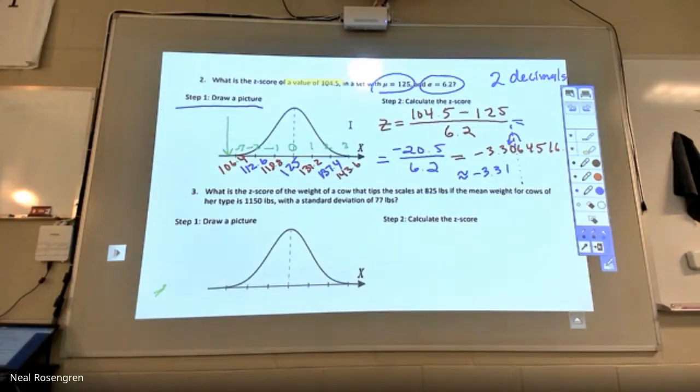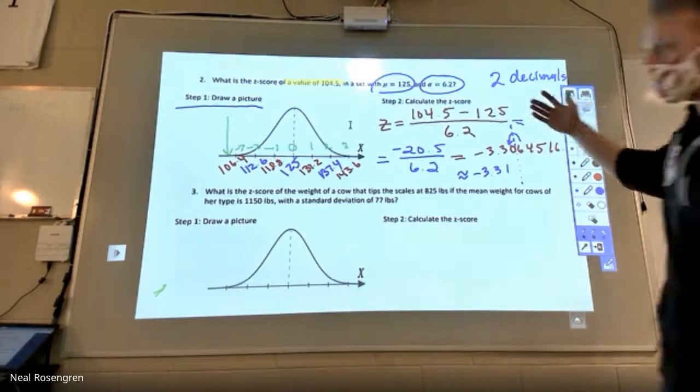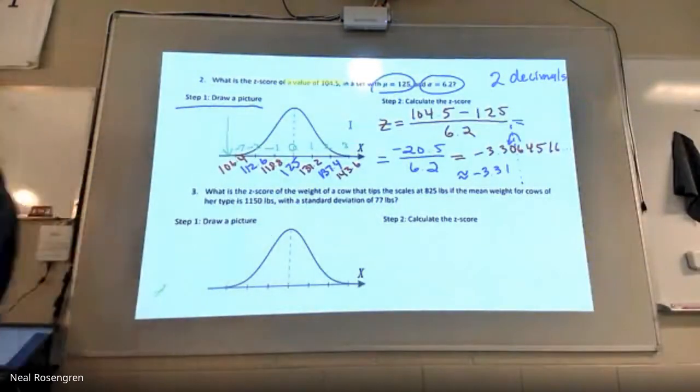That kind of makes sense, right? The average is 125, standard deviation is 6.2. Look how far away it was. It might even be an outlier, realistically, depending on how the data shakes out. We know it's less because it's negative. And then we have negative 3.31, way down there. Not bad, right? Once you get the hang of it, it's really not that bad.